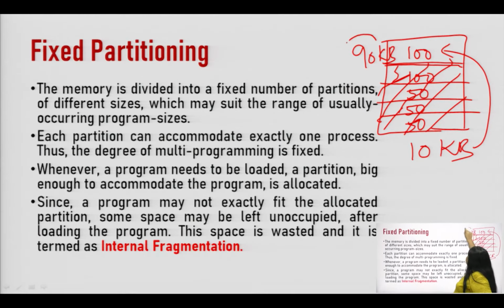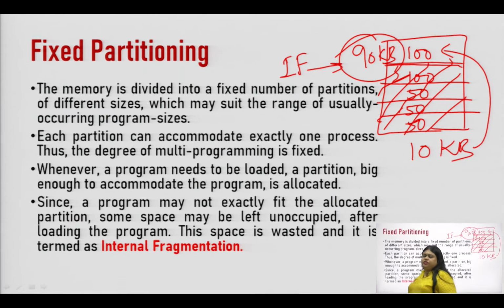Now, this 90 kb space which has been wasted and which is not going to be used by any other process is called internal fragmentation. So, this is basically the definition of internal fragmentation. It is the space that is wasted after allocation of a particular process in the partition. Whatever space is left out, because it cannot be occupied by any other process, goes wasted, and that is termed as internal fragmentation.